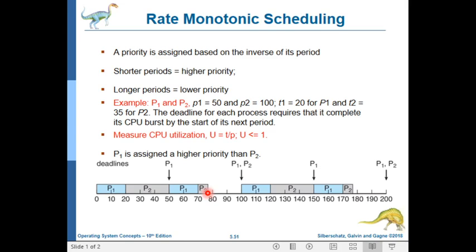The system is idle until time 100, when P1 is scheduled again. So from this example, RMS is considered optimal. Now let us examine a set of processes that cannot be scheduled using the RMS algorithm. So we look at the next slide.